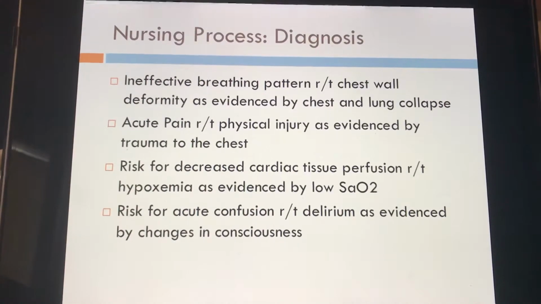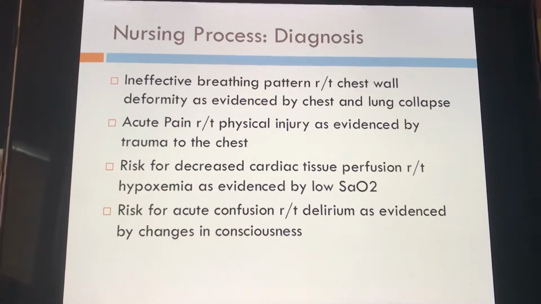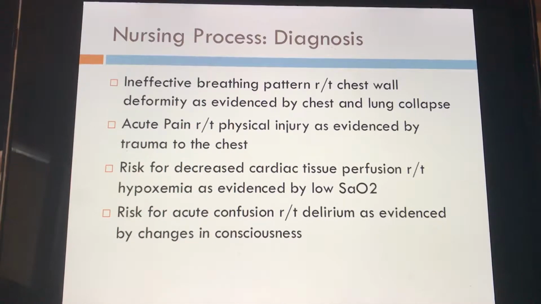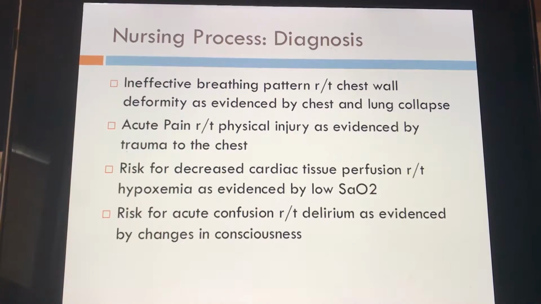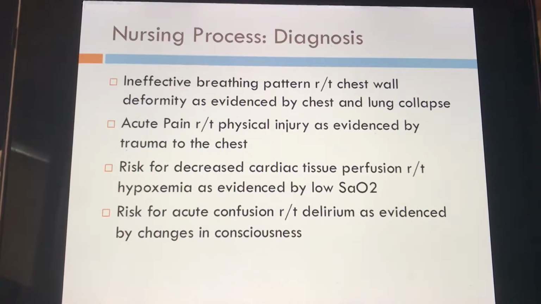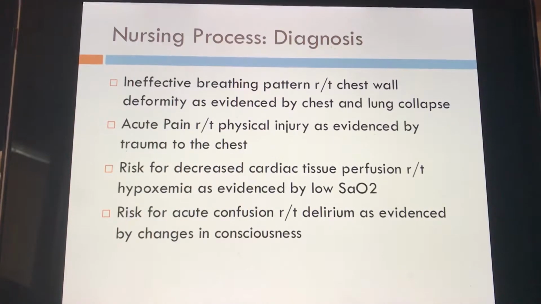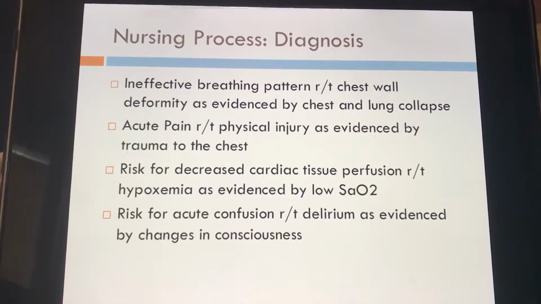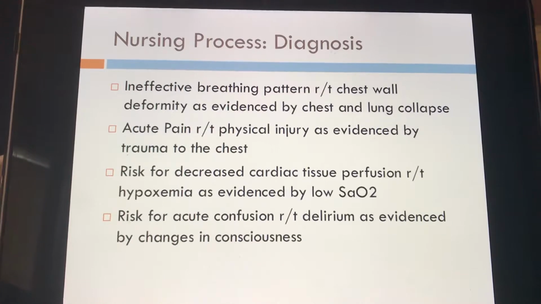So what are some diagnoses you'd see for these patients? First, you could see ineffective breathing patterns related to chest wall deformity as evidenced by chest and lung collapse. Acute pain related to physical injury as evidenced by trauma to the chest. Risk for decreased cardiac tissue perfusion related to hypoxia as evidenced by low SaO2 levels. And risk for acute confusion related to delirium as evidenced by change in consciousness due to their low oxygen levels.